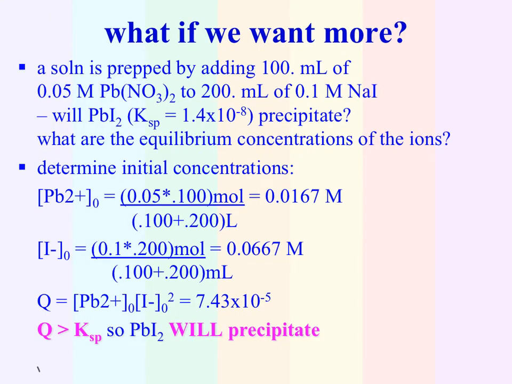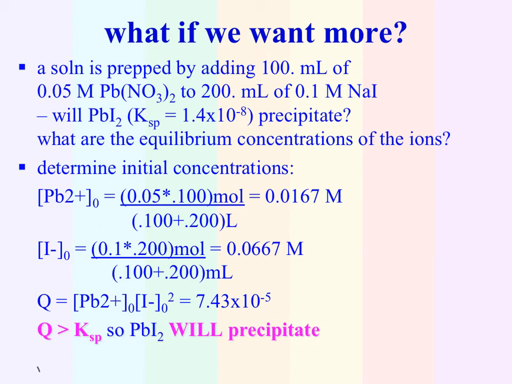Okay, so we could actually get additional information from these types of problems. They've told us here that we have a solution that's prepped by adding 100 milliliters of 0.05 molar lead nitrate to 200 milliliters of sodium iodide. Basically, they want to know if lead iodide, PbI2, will precipitate. And they additionally want to know what the equilibrium concentrations of the ions will be.